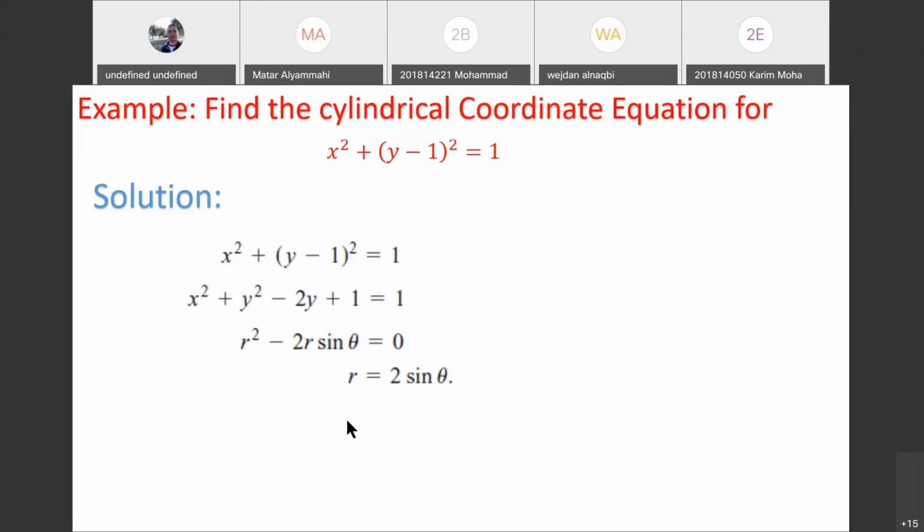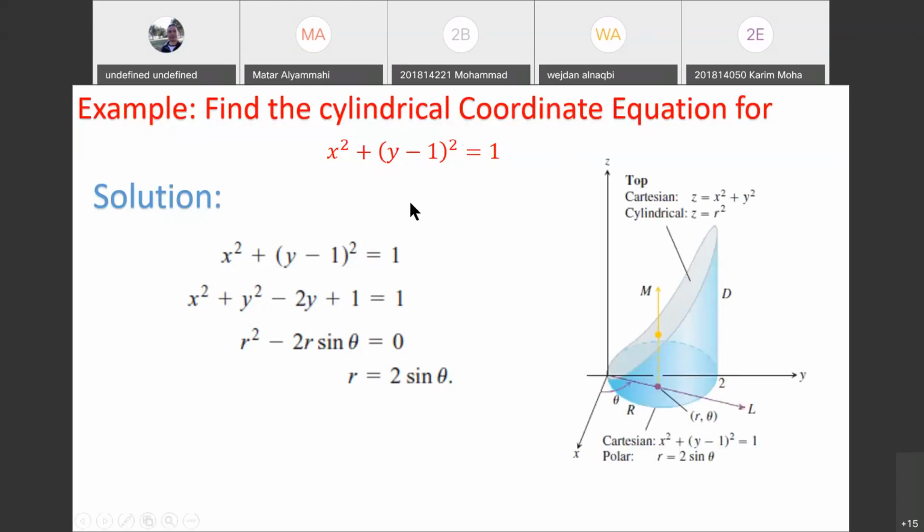So you have to put z equal to what? Z equal to 0, right? Yes, because when you have an equation only with x and y in cylindrical coordinates, it means z is equal to 0. Catch my point?